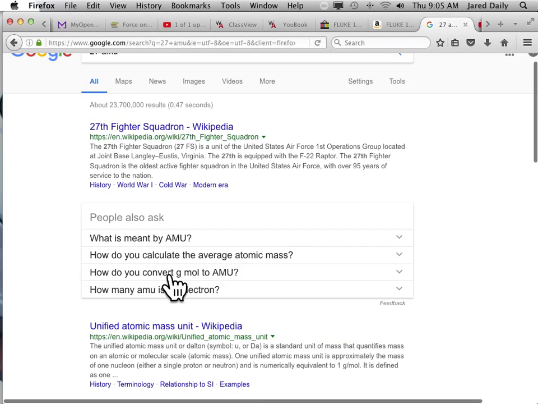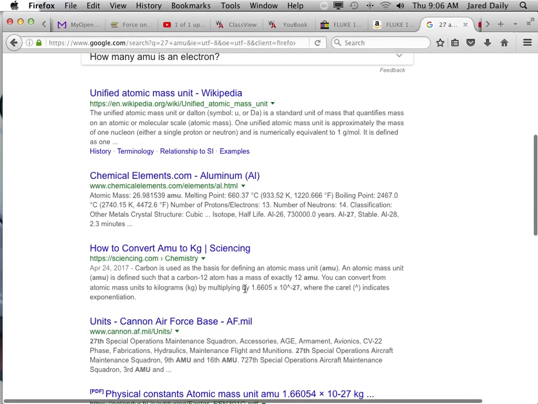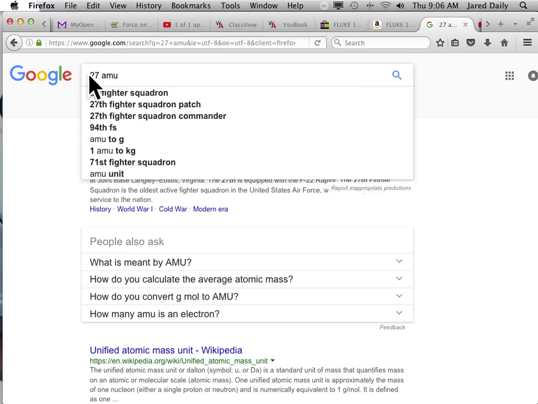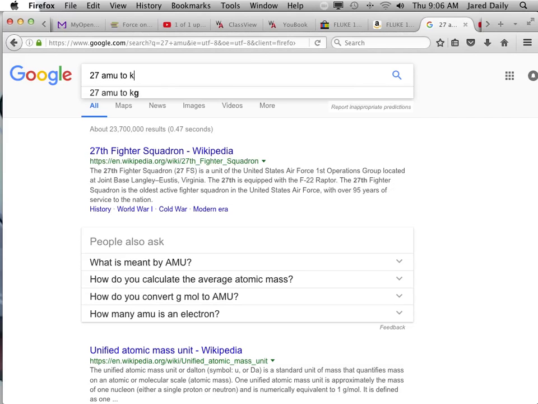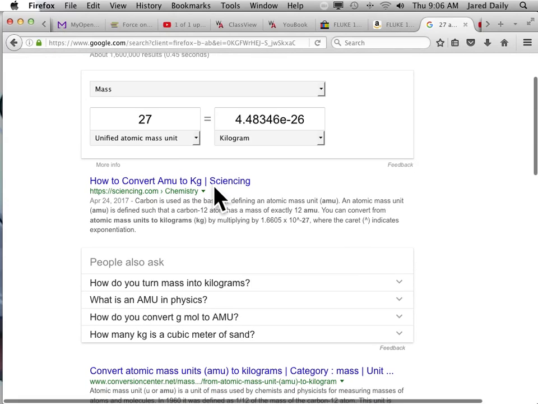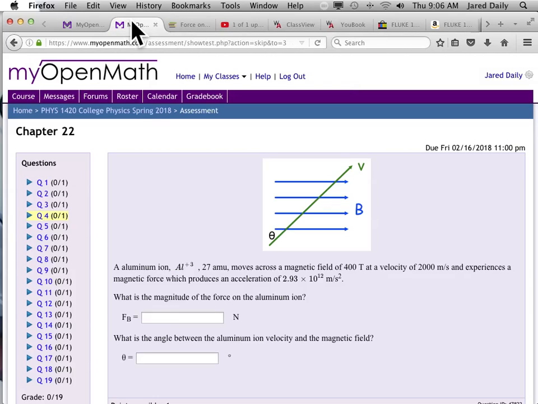27 fighter squadron. No. 27 AMU, what is meant by AMU? How to convert AMU to kilograms. Just go convert 27 AMU. There you go. So it's 4.4834 times 10 to the minus 26 kilograms. Nice. So you can do that. It's not terribly difficult.